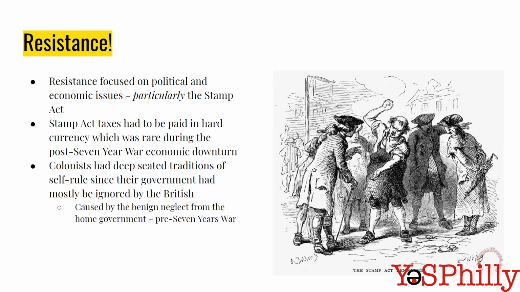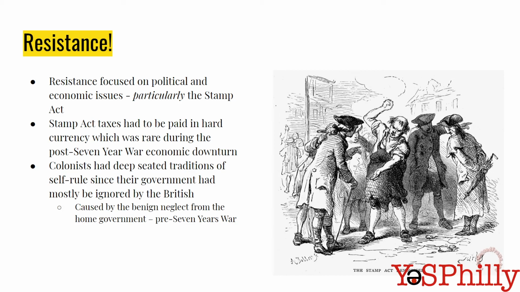If you are already in a tough economic time and the government is taking more money out of your income, you're going to get upset. Or at least a lot of people are going to get upset. And that's exactly what happened here. So colonists also had a deep-seated tradition of self-rule since their government had largely been ignored by the British. Before this period, the British, except for some key instances that we don't need to worry about for this class, hadn't really cared very much about how the colonists governed themselves.